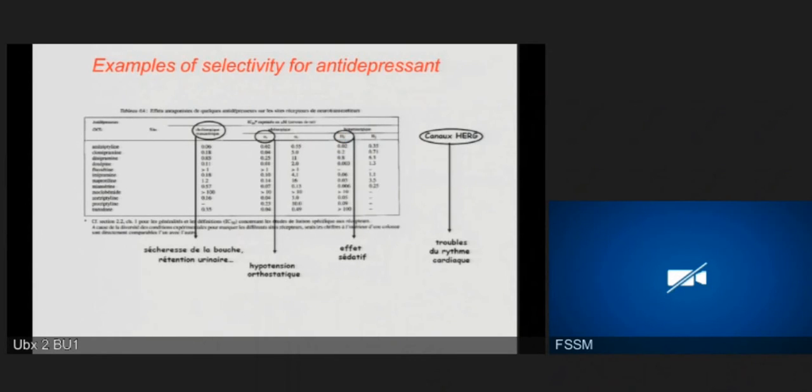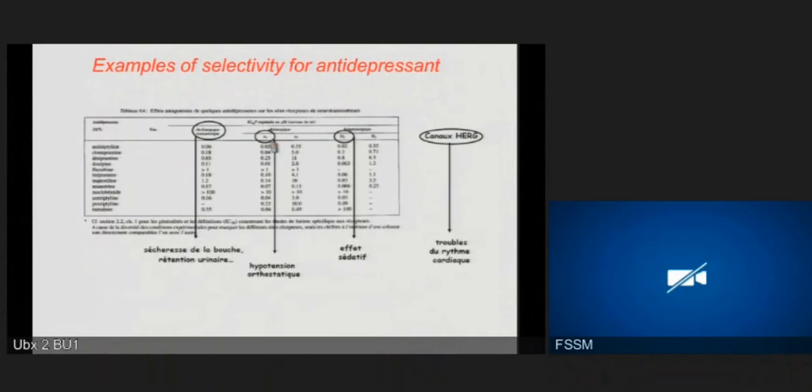Because we know that all antidepressant drugs, and especially tricyclic antidepressant drugs, act on cholinergic muscarinic receptors, which induce the anticholinergic effect: dry mouth and urinary problems, retention. So these are peripheral side effects, but these are side effects.